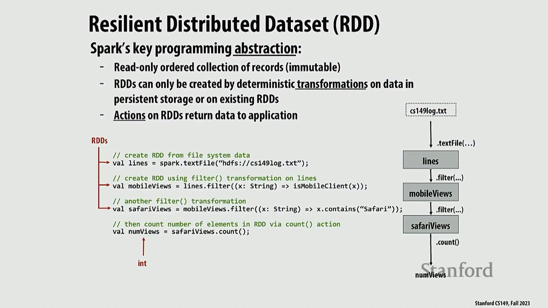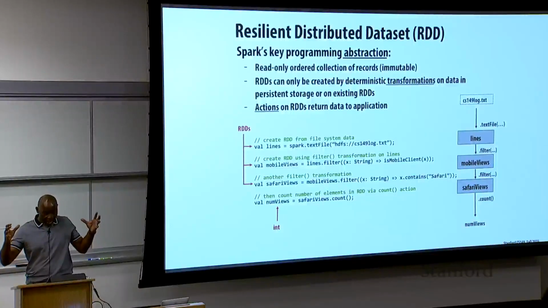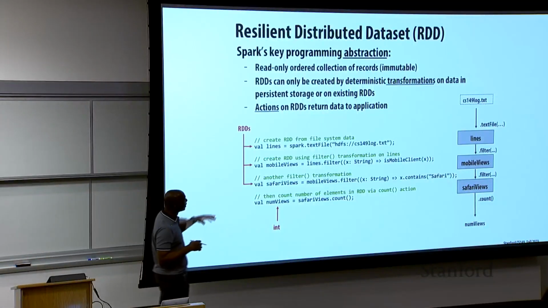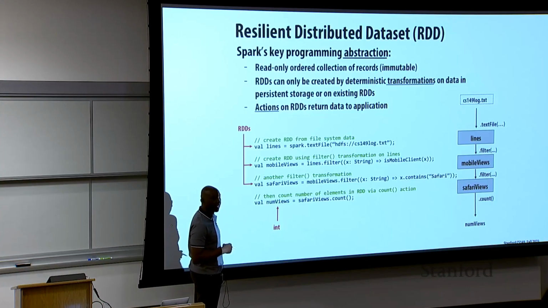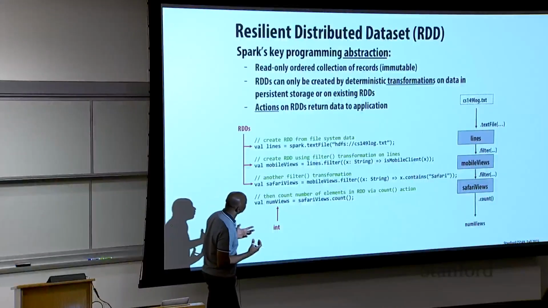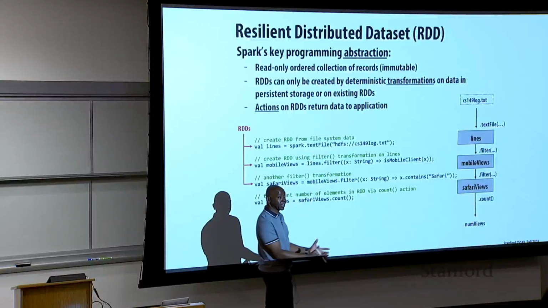So the first thing Spark does is introduce this idea which is central to the approach, which is the idea of a resilient distributed data set, RDD. So this is Spark's key programming abstraction. And what is an RDD? It's a read-only ordered collection of records. So it's immutable. This idea of the RDD is functional in nature, right? Once you think about functional programming, RDD is a fairly natural construct, right? And so RDDs can only be created by transformations from other RDDs or from persistent storage.